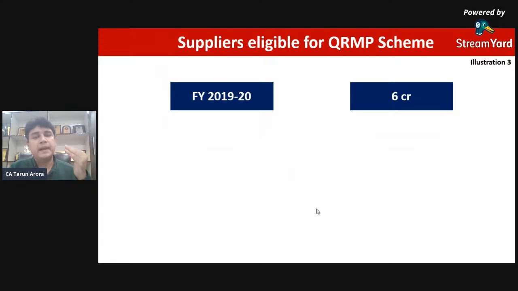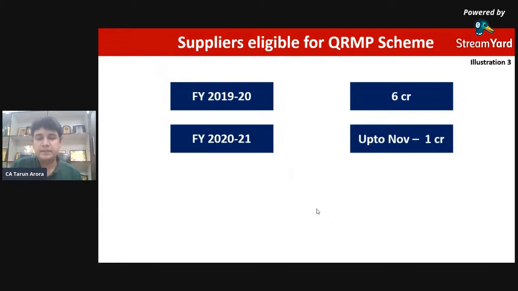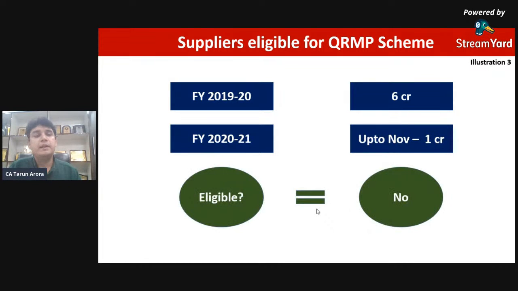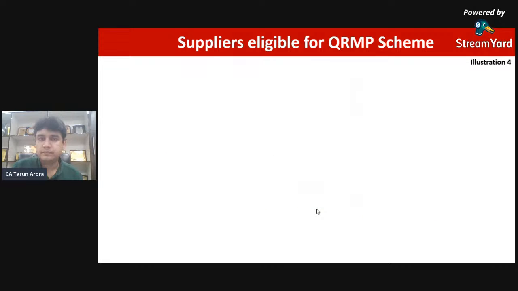Third illustration, my turnover in 19-20 is 6 crore rupees. My turnover up to November is 1 crore rupees. Am I eligible? No. Why? Because my preceding financial year turnover was more than 5 crore rupees. So the main condition is not satisfied. QRMP scheme is not applicable. However, assuming that final turnover for 2021 is only 2 crore rupees, then for 2021-22, I can go for my QRMP scheme.